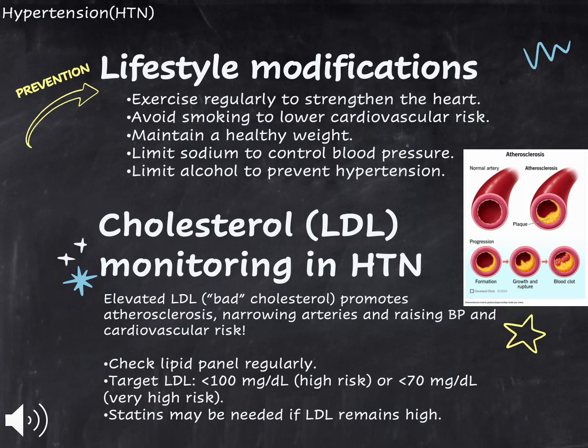Hypertension often goes hand in hand with high LDL cholesterol, or bad cholesterol. Elevated LDL contributes to atherosclerosis, which hardens and narrows arteries, worsening blood pressure and cardiovascular strain. For patients with hypertension, we monitor lipid panels regularly as part of comprehensive care. Targets are typically LDL below 100 milligrams per deciliter, or below 70 milligrams per deciliter for high-risk patients such as those with diabetes or established heart disease.